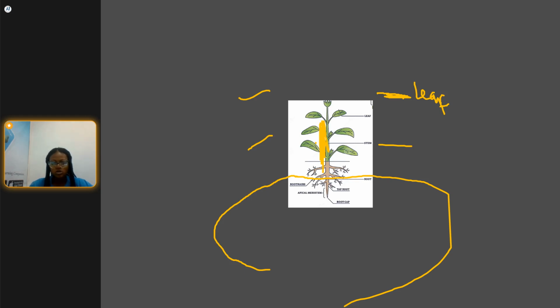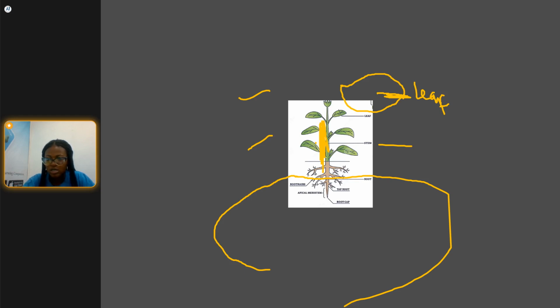So I'm going to show you the internal structure of the leaf. Now, this green thing that you see here, we want to see what is inside. We want to see how the internal structure looks. We want to see what is inside the leaf, what it is composed of. So that's what we call the internal structure.